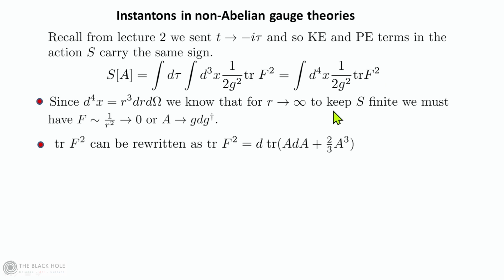Now, here's a bit of manipulation which says that the trace of F squared can be written as d of something. Oh, that's nice, isn't it? If the trace of F squared can be written as d of something, then we will be able to use our integration rule. We'll be able to use Gauss's theorem.